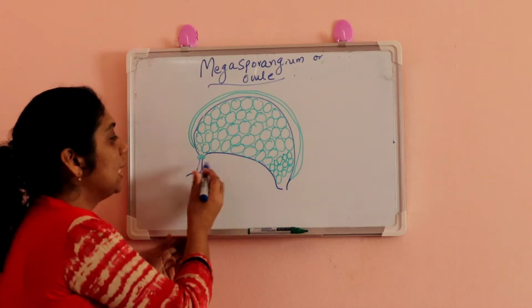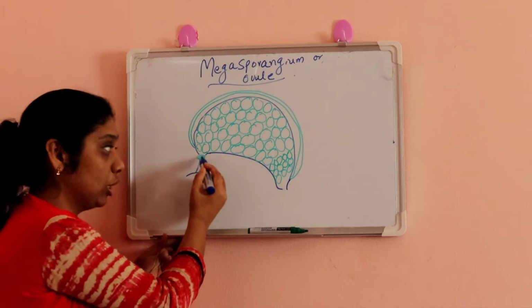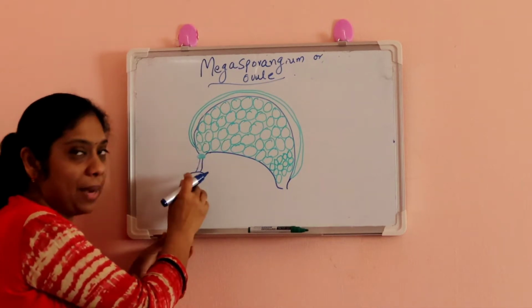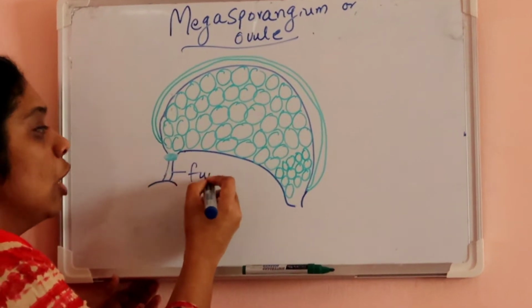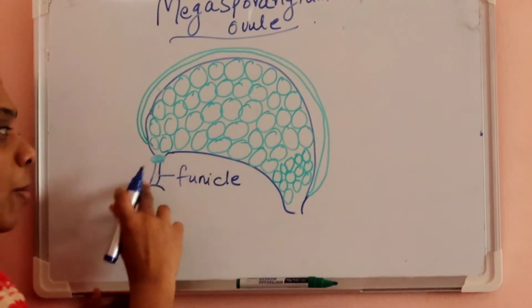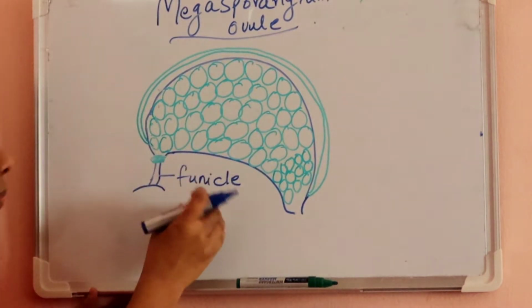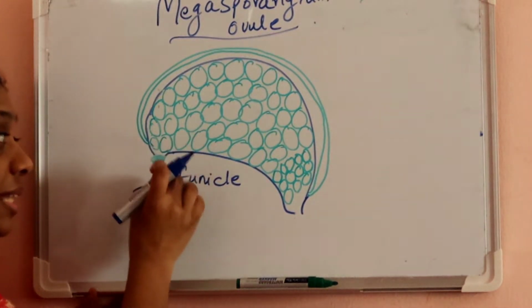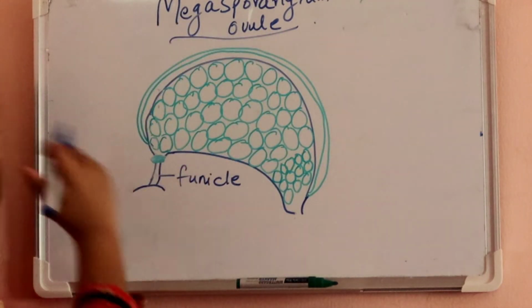The ovule has a stalk part and a body part. This is called the stalk part and it is attached to the placenta, to the ovary. This stalk part is called the funicle. Inside the funicle, there are vascular materials which provide nourishment to the body. This nourishment comes from the placenta.